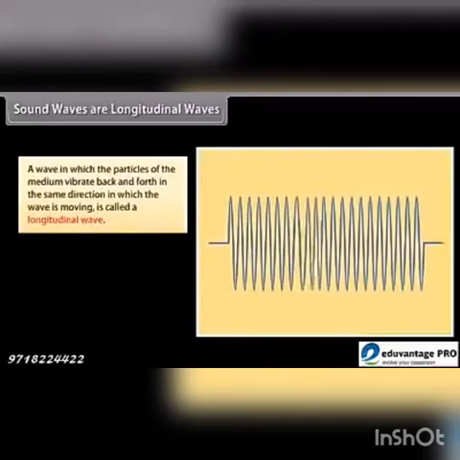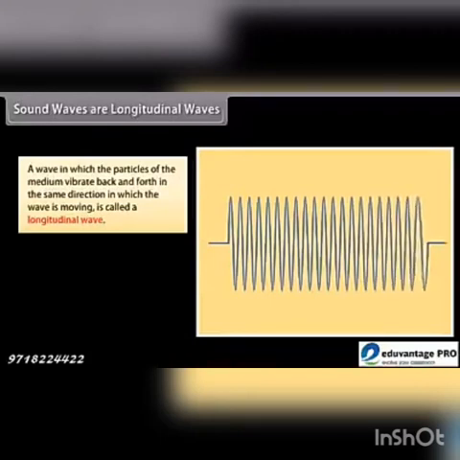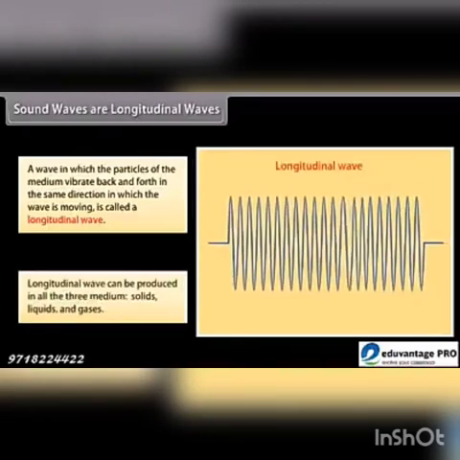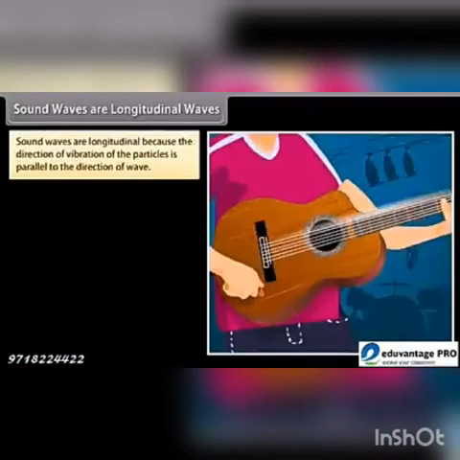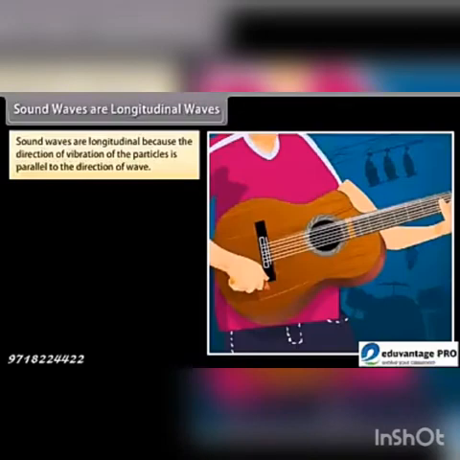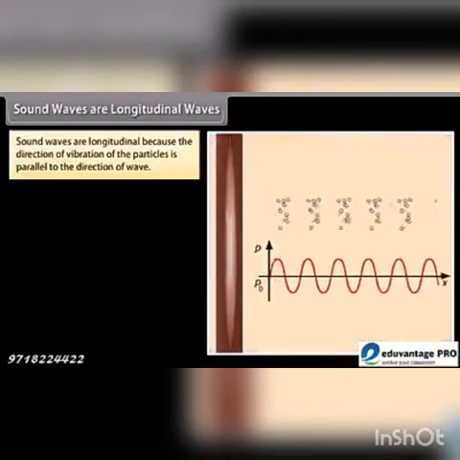Sound waves are longitudinal waves. A wave in which the particles of the medium vibrate back and forth in the same direction in which the wave is moving is called a longitudinal wave. Longitudinal waves can be produced in all the three mediums: solids, liquids, and gases. Sound waves are longitudinal because the direction of vibration of the particles is parallel to the direction of the wave.